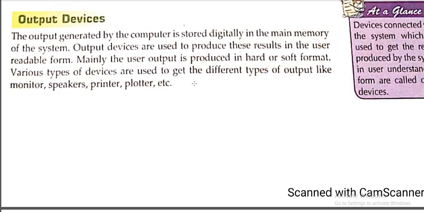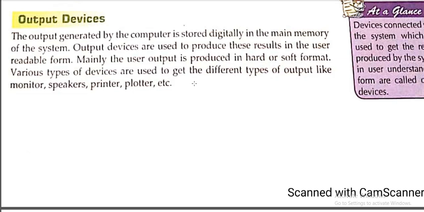So what are the output devices? Basically, output devices are responsible for showing our result. We know that after processing, the result goes to the primary memory. Primary memory, you can say, is main memory. So main memory stores the result in the form of binary. After the main memory holds the result, it is transferred to the output devices. So output devices are responsible for converting that binary code to the human readable form, that is, the result which is understandable by the user or the human.